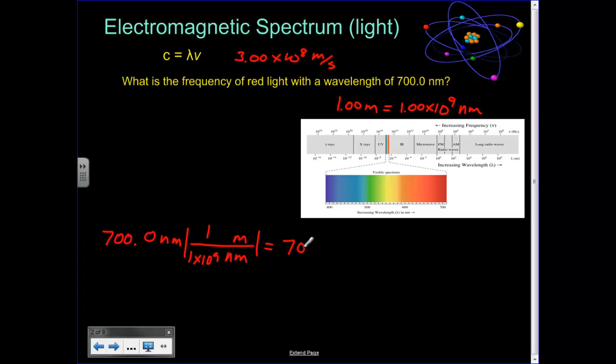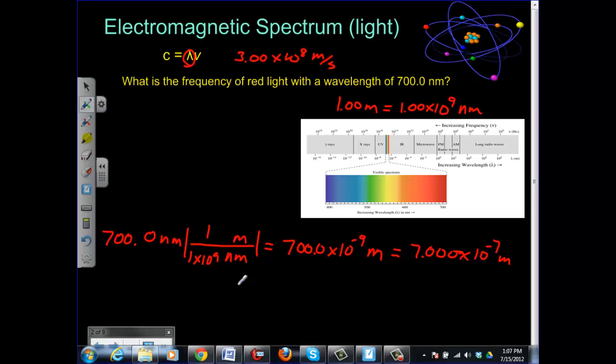But this is going to come out to 700.0 times 10 to the negative 9th meters, which, if we move our decimal, we should get 7.000 times 10 to the negative 7th meters. Okay, now that we have our wavelength in the proper unit, we're going to move on and see if we can convert this into frequency.